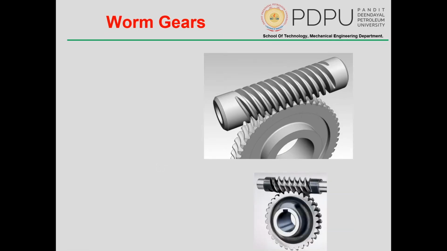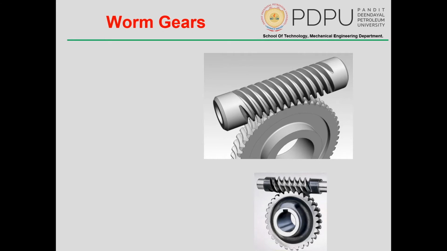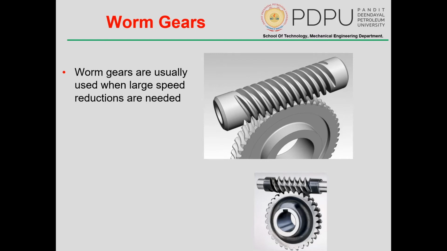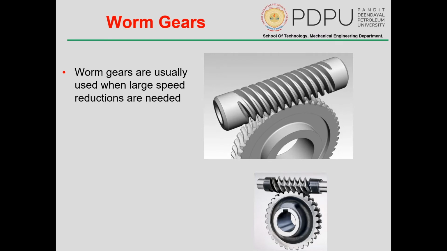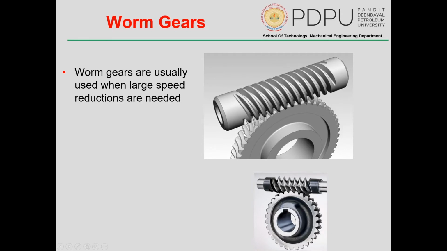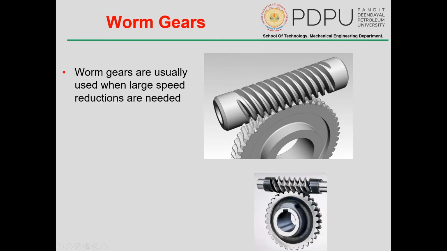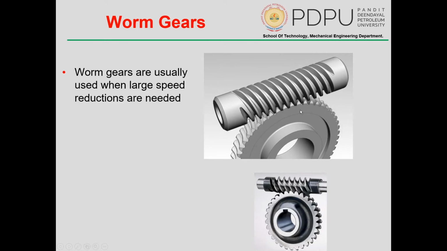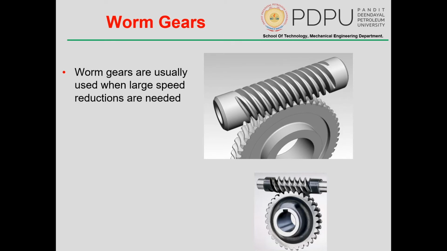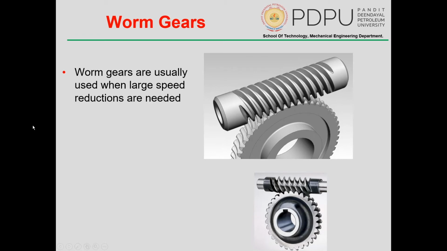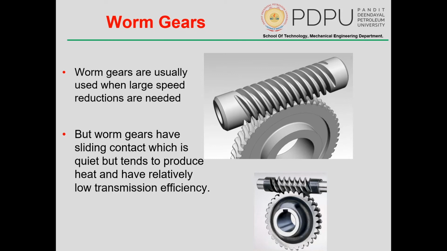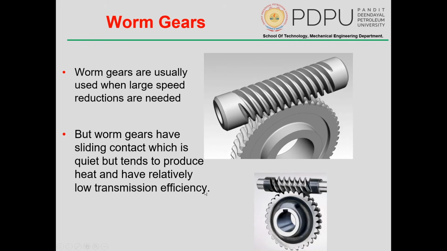Similarly, we have the worm gear. This is a very typical arrangement for a worm gear. Worm gears are usually used where a large speed reduction is needed. In the animation you can see the rotation speed of this particular gear is much higher compared to this particular gear, which is rotating at a very low speed. So when the reduction ratio required is very high, the worm gear is usually used. But the worm gear has a sliding contact, which tends to produce heat and has relatively low transmission efficiency.